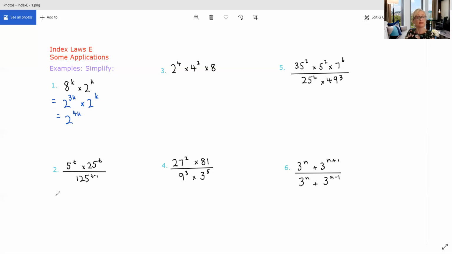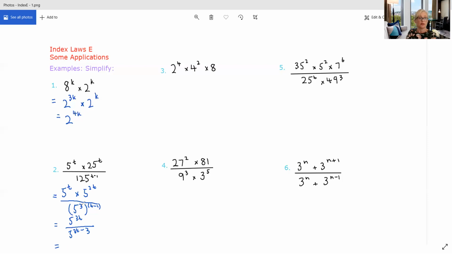This one here, we want to write everything with the same base if possible, or at least powers of primes. In this case, it is possible to write everything as base 5. So this is going to be 5 squared to the t, which is 5 to the 2t. This is going to be 5 cubed, all raised to the t minus 1. Let's just tidy that up a bit. So in the numerator, we're going to get 5 to the 3t. In the denominator, we're going to get 5 to the 3t minus 3.